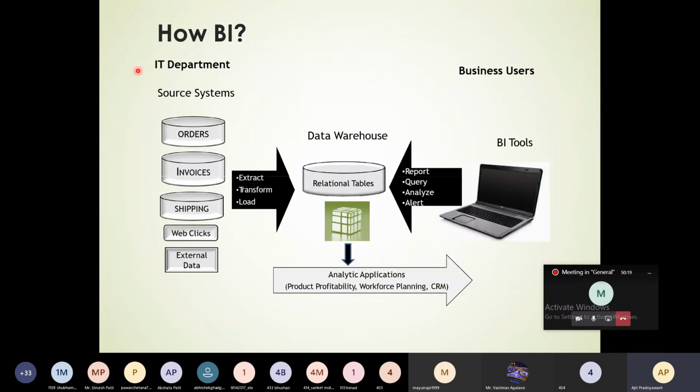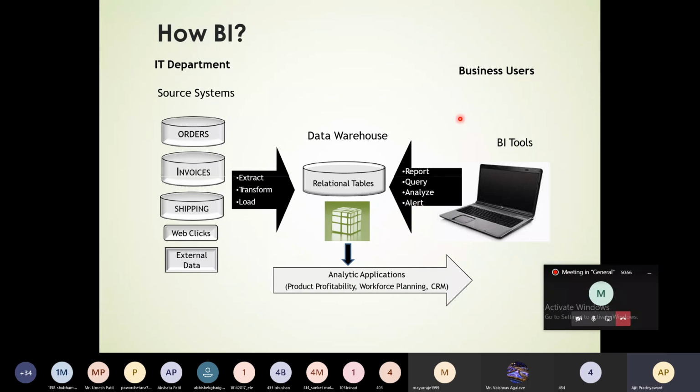This is the IT department in the company, which uses different sources. You are familiar with these sources now: orders, invoices, shipping, web links, external data. All these sources will be stored in relational tables with the help of a data warehouse. Before storing, this data is extracted, transformed, and loaded into the relational tables. And it is used for analytical applications, that is product profitability, workforce planning, and CRM.